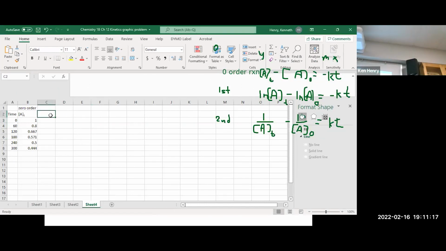Okay, so this is the data as entered. We want to take the first order. So that's going to be ln of the concentration of A at t. And then we're also going to take the second one, 1 over A at t.